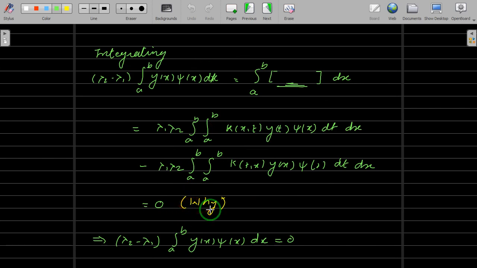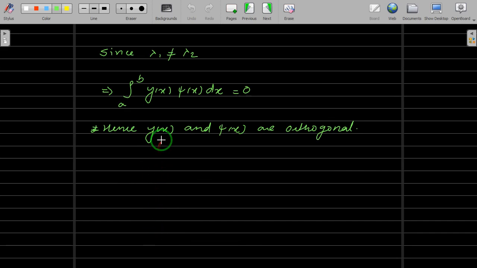You got the answer for this? Why? Anyone? In this case I have K(x,t), and in this case I have K(t,x), ψ(t), ψ(x), y(t), y(x). So in short, when you write this equals 0, you are saying that both the integrals are same. Here λ1, λ2 are both there. So you are saying that this integral is the same as this integral. That you check. And then this was equal to 0, that means your left hand side was equal to 0. λ1 and λ2 are distinct, that means your integral is 0. And then we showed that y(x) and ψ(x) are two orthogonal functions.